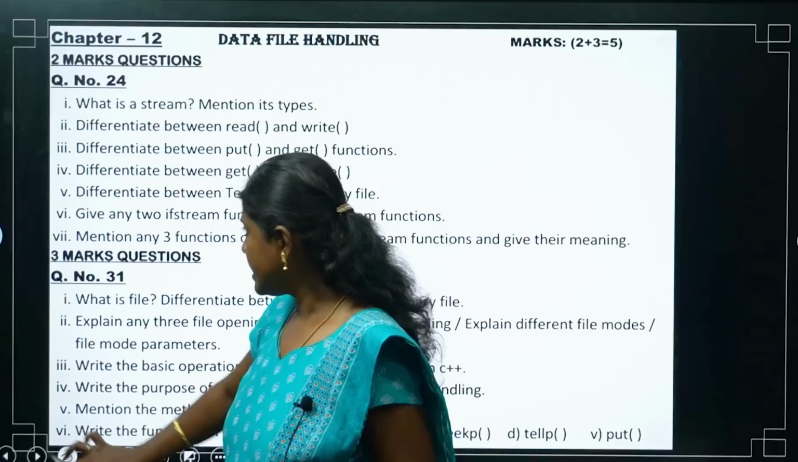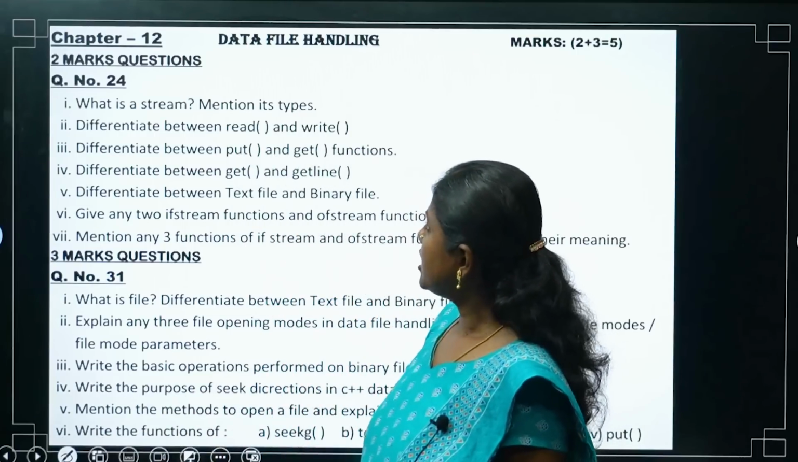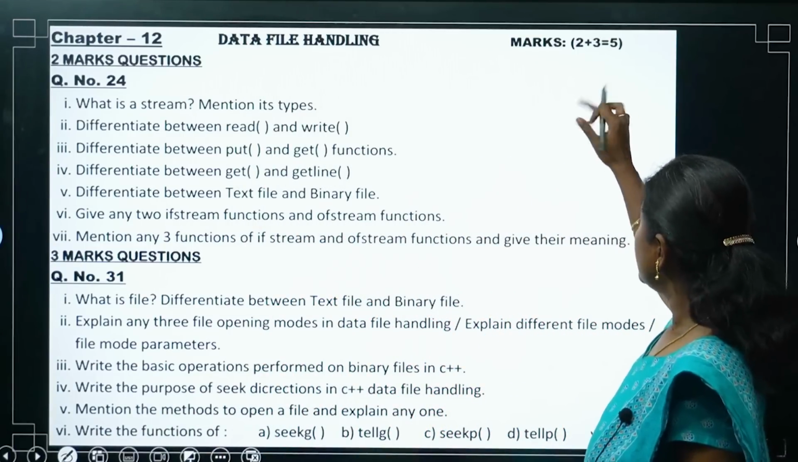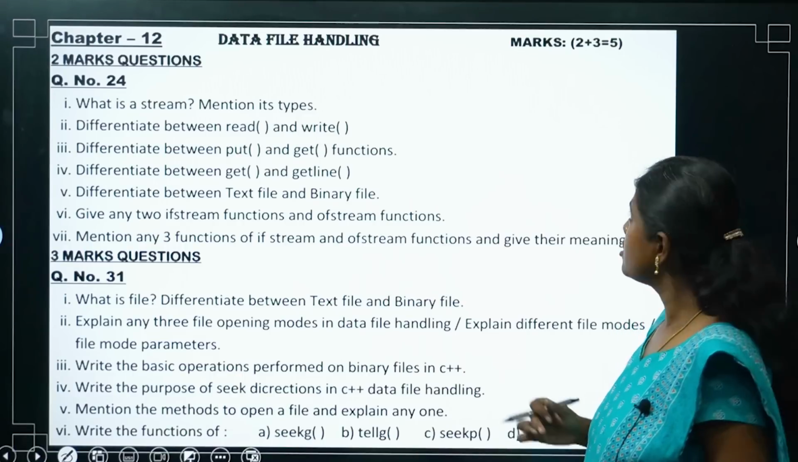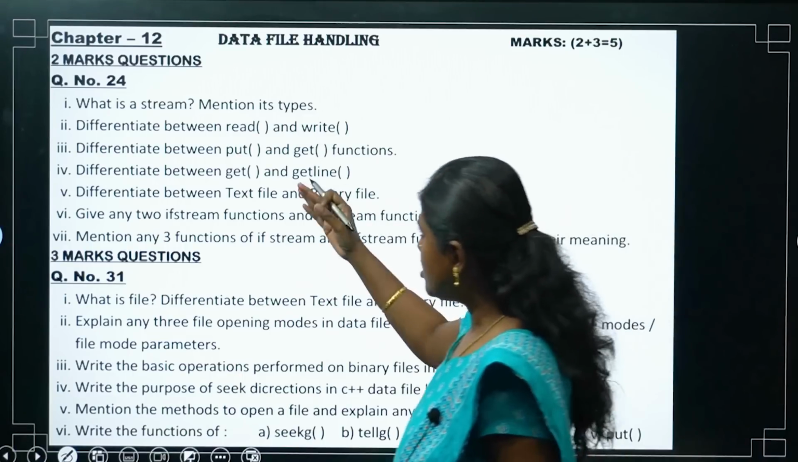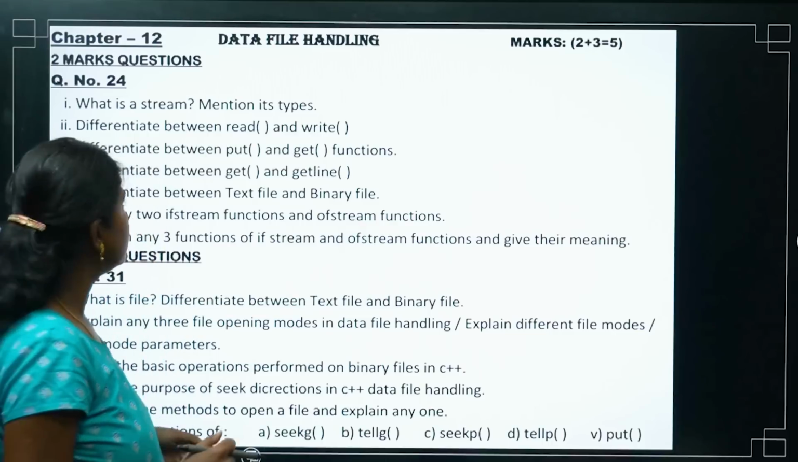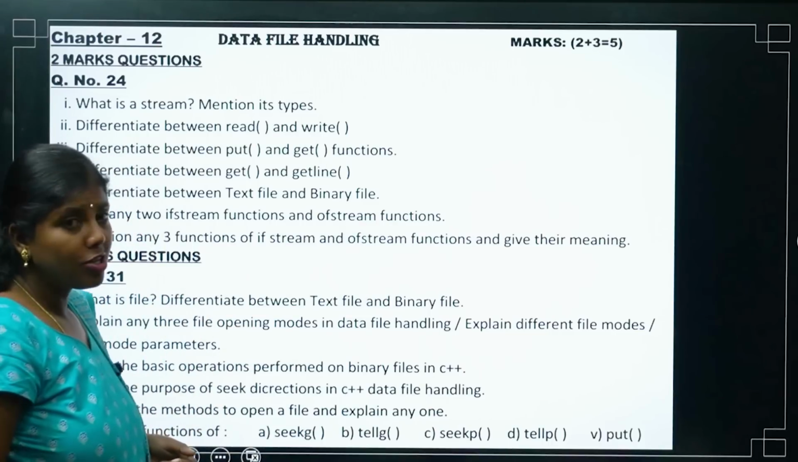So we'll go to the next chapter, that's going to be chapter 12, data file handling. In this chapter you will be getting one 2-marker and one 3-marker, so totally 5 marks. What is a stream? Mention its types. So it's going to be an input stream and an output stream. Differentiate between read function and write function.